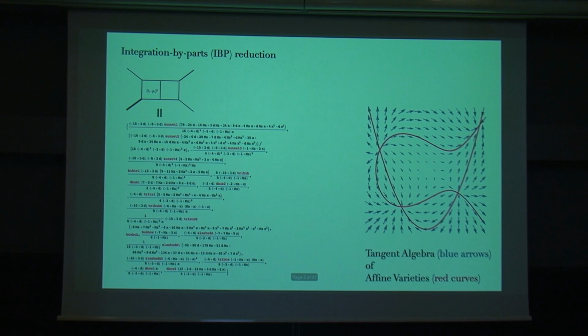So in this talk, I'm going to say something from the mathematical view, especially the so-called tangent algebra of affine varieties, to study the property and to derive these IBP relations efficiently. So the mathematical object actually is quite simple. You start from some kind of geometric object, I call it an affine variety. It could be a curve, it could be a surface, it could be a hypersurface. Then you study the tangent vector fields, globally defined, but tangent to this geometric object.